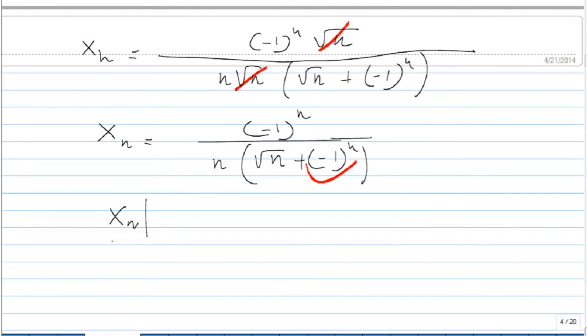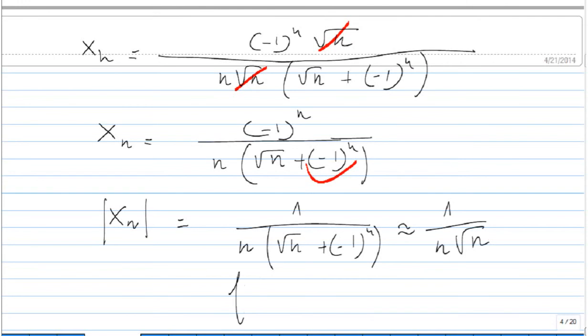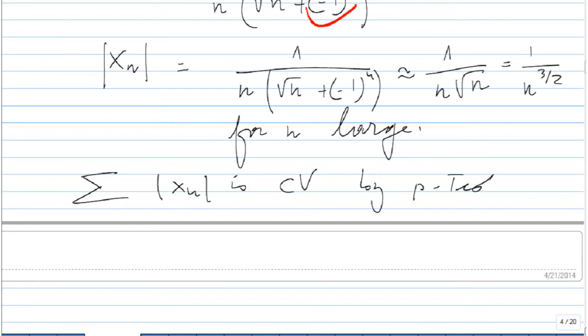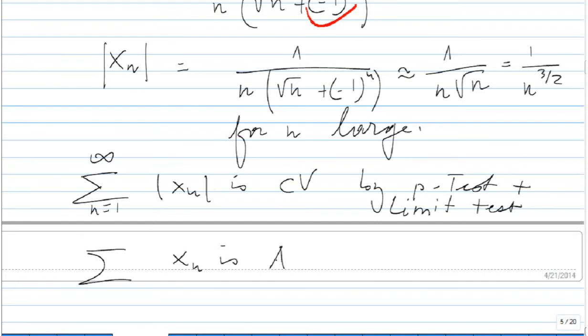Therefore here the absolute value of xn is equal to 1 over n times (√n plus (-1)^n). Okay? And this is for n greater than 2. For n greater than 2, it's going to be positive. And this is equivalent to 1 over n√n for n large. So now we're dealing with positive series. Since 1 over n√n is equal to 1 over n to the power 3/2, and 3/2 is bigger than 1, the p-series test tells me that the sum of |xn| is convergent. Here, of course, I'm using the p-test combined with the limit test. So this series is convergent, which means that the sum of xn is absolutely convergent.